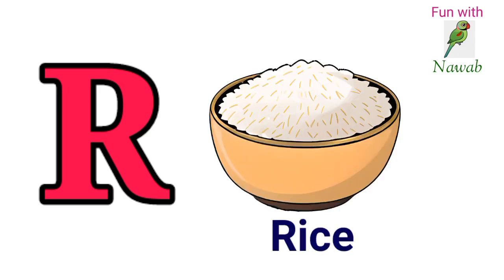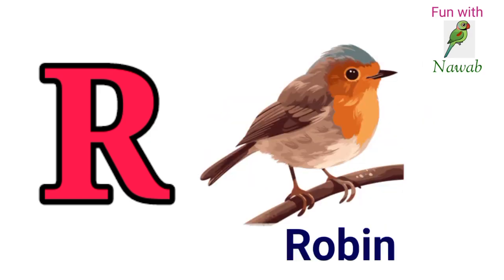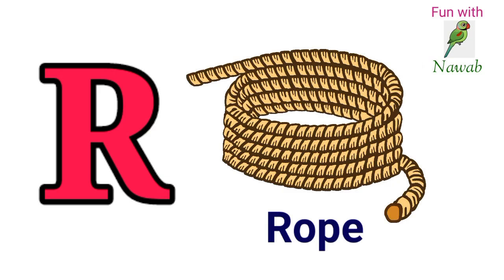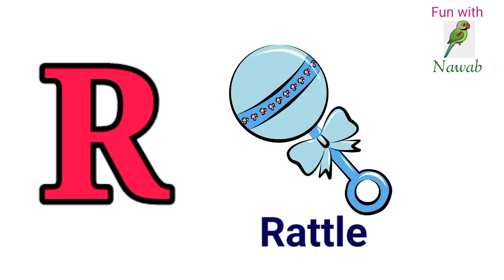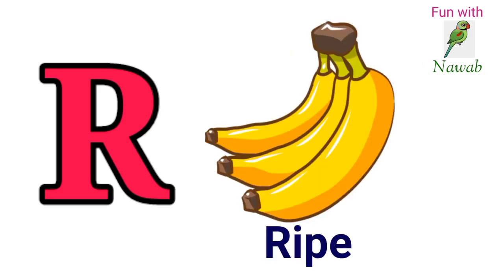R for rice. R for remote. R for robin. R for rope. R for rattle. R for raccoon. R for ripe.